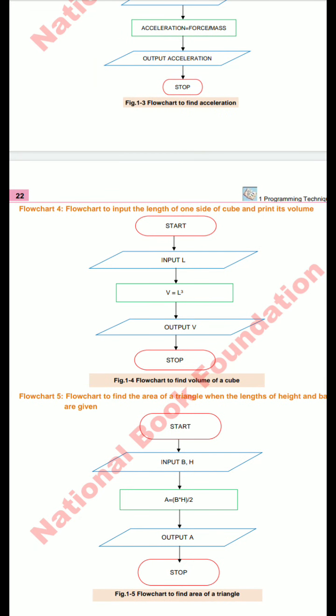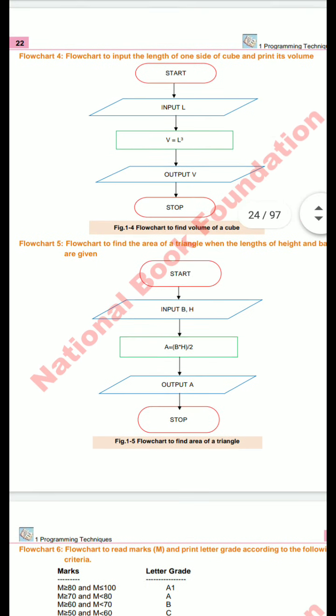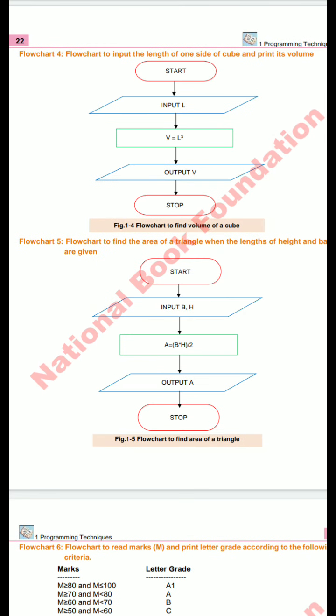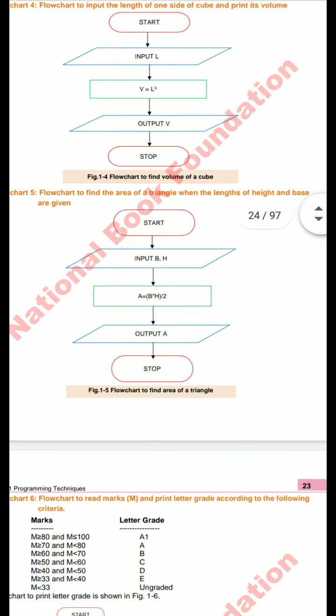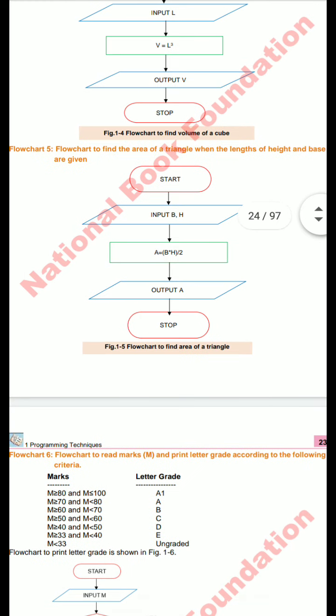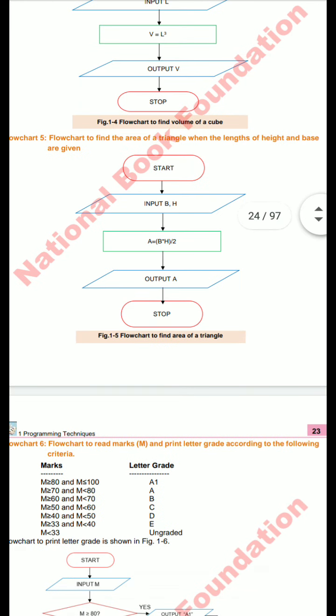Next is flowchart number 4. Same as before, you have to put the formula of a cube and print the volume. Start, input L, and V is equal to L cube. This is your formula in the processing symbol, and the next is the output, and next stop. Flowchart number 5: to find the area of a triangle when the length of height and base are given.